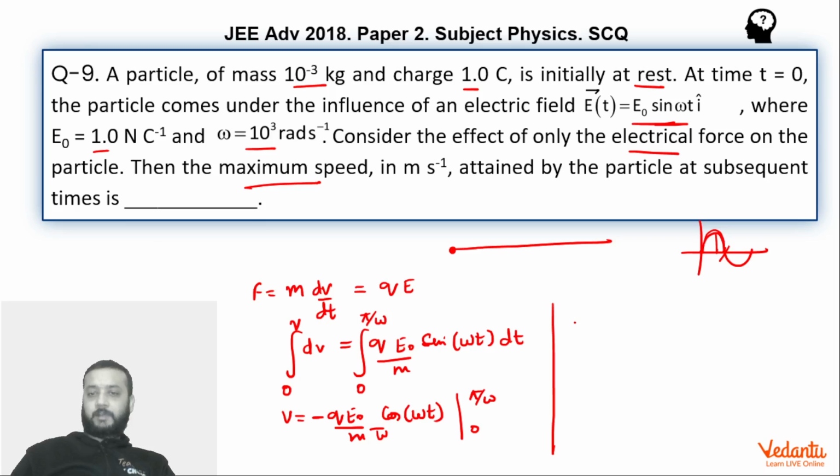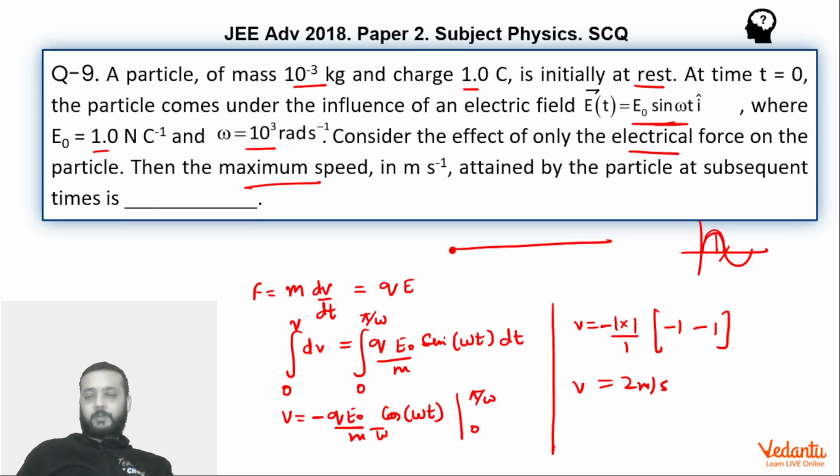Let's substitute the values. So q is 1, E naught is 1, m is 10 to the power minus 3, and omega is 10 to the power 3. So together they will again become 1. Minus sign is here. Cos of pi, which is minus 1, minus cos of 0 which is 1. Hence this becomes 2 meter per second. Therefore velocity will become 2 meter per second. This is the regular approach. So those students who adopted this method got this question right fairly simply.